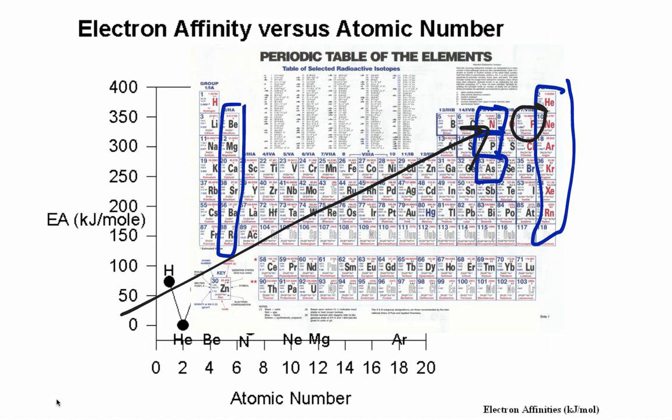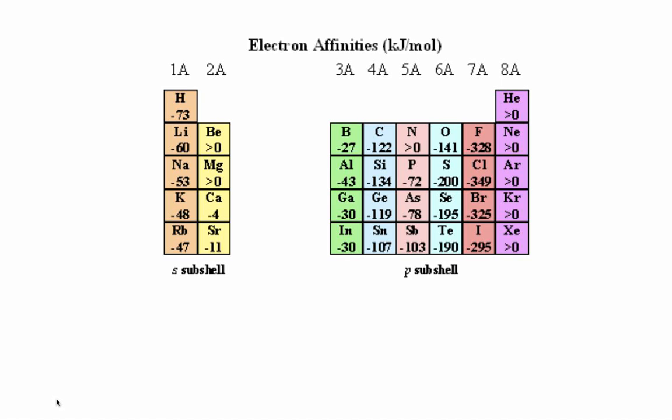That's typically good enough to know as our general trend, but we do want to remember that noble gases do not have an affinity for electrons. And if you're paramagnetic or have a full S shell, your affinity is going to be slightly lower than what would be predicted. One more little graph to look at.